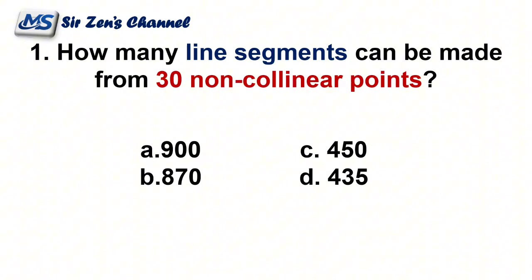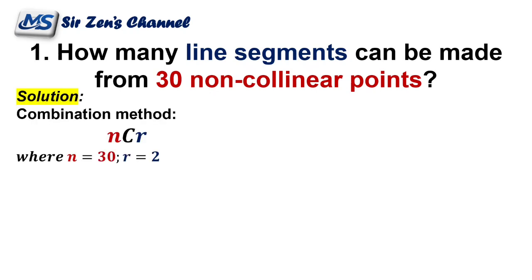Okay, because a line segment has 2 points, right? So the formula for finding the number of ways that 2 points can be made from 30 non-collinear points is just like nCr, where n is the total number of points and r is the number of points that we will be selecting or choosing from the 30 non-collinear points, right?